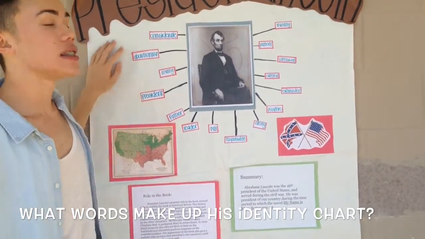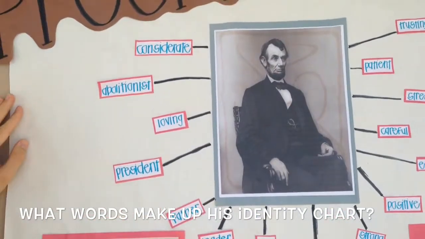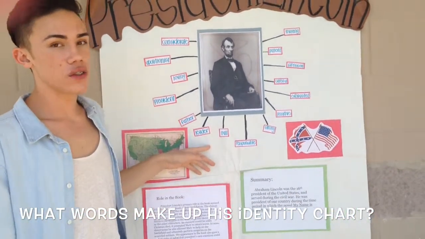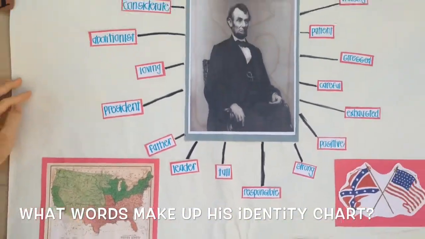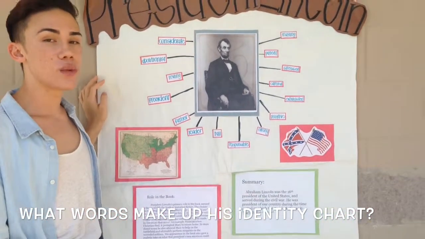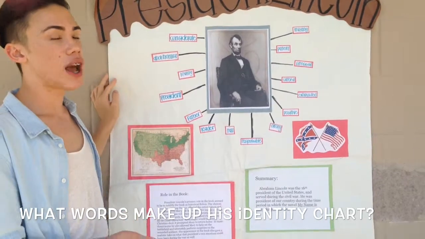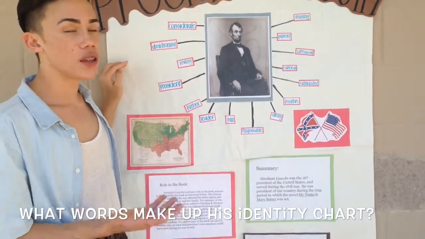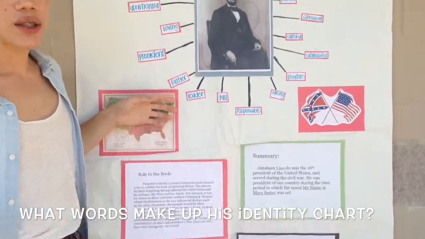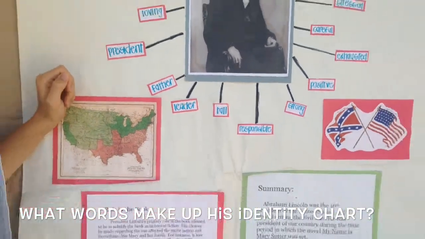To start off, he's considerate as he puts the people of his nation first because he is the leader of the United States, making him the president. And he's also an abolitionist, which is why the Civil War is going on, because he wants slavery to come to an end and he wants everybody to have their freedom. And this shows that he is loving not only to everybody in the United States, but also to his kids, where we see him as a loving father.